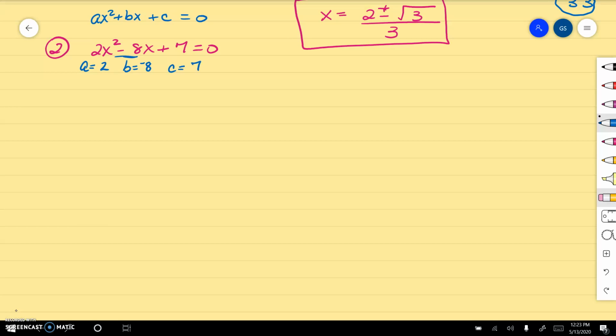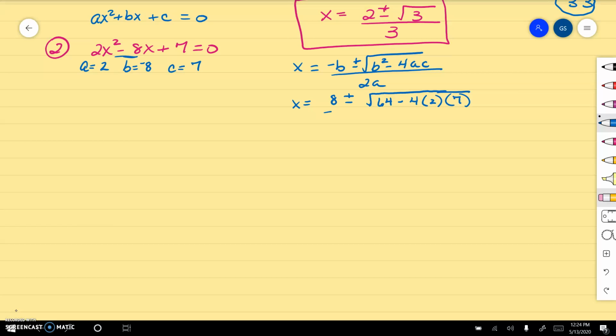Here's what we're going to do. We're going to write the formula as a formula first. X equals -b plus or minus the square root of b squared minus 4ac all over 2a. So x equals the negative of -8, which is +8, plus or minus the square root of b squared, -8 squared is 64, minus 4 times a, which is 2, times c, which is 7, all over 2 times a, which is 2.